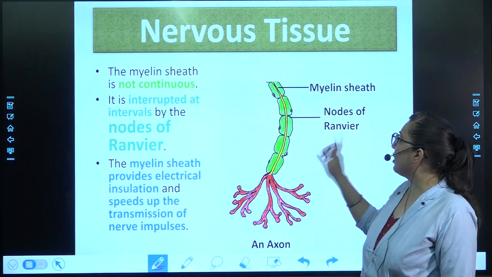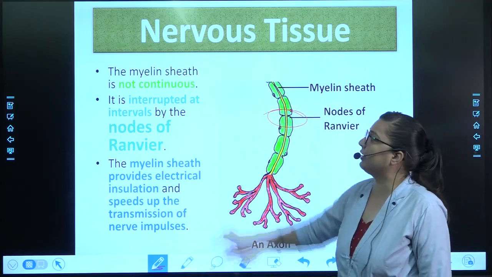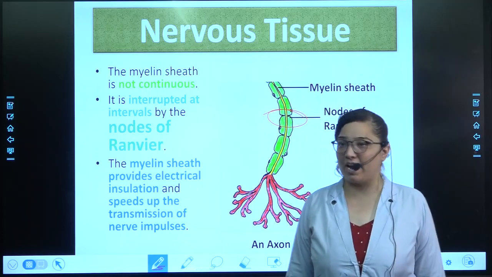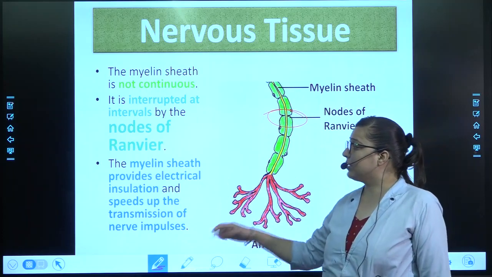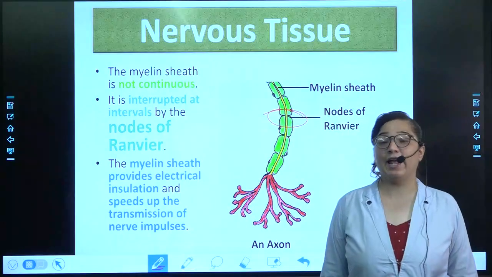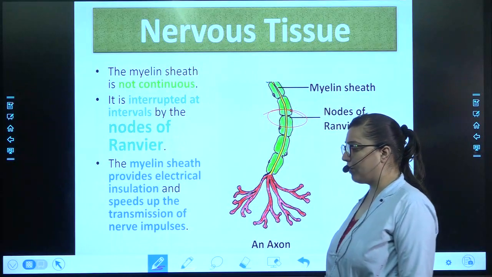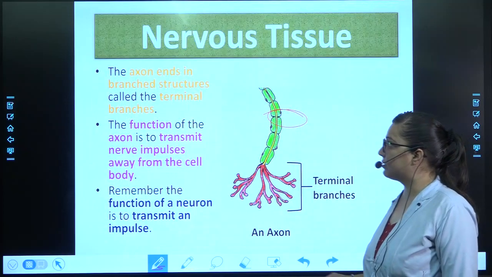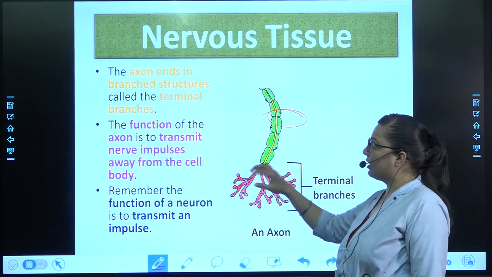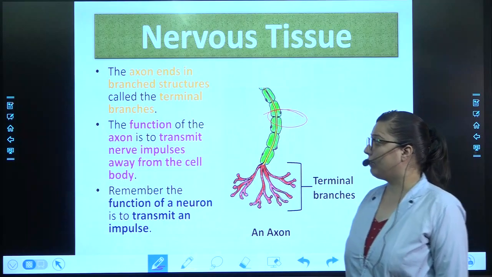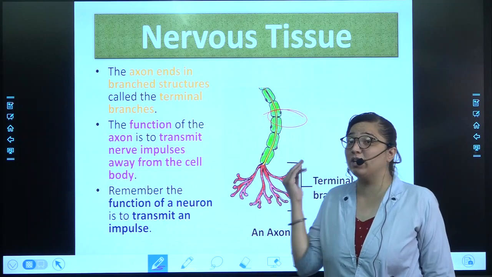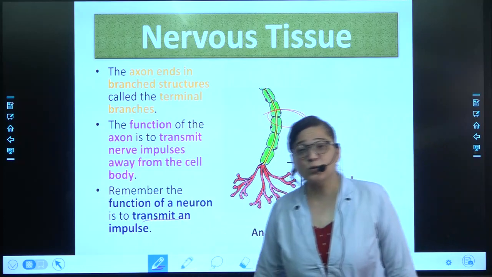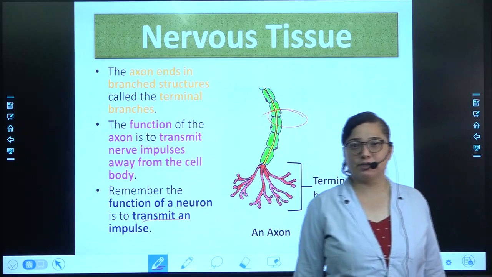The myelin sheath is not continuous. Where is it getting terminated? It is getting interrupted at the node of Ranvier. It provides electrical insulation and ultimately helps in the transmission of nerve impulses. Now the next, the terminals. Where the axon is ending, what is it? The terminal branches. What will they do? They will transmit the impulse to the next cell body. And how will they transfer it? In the form of an impulse.